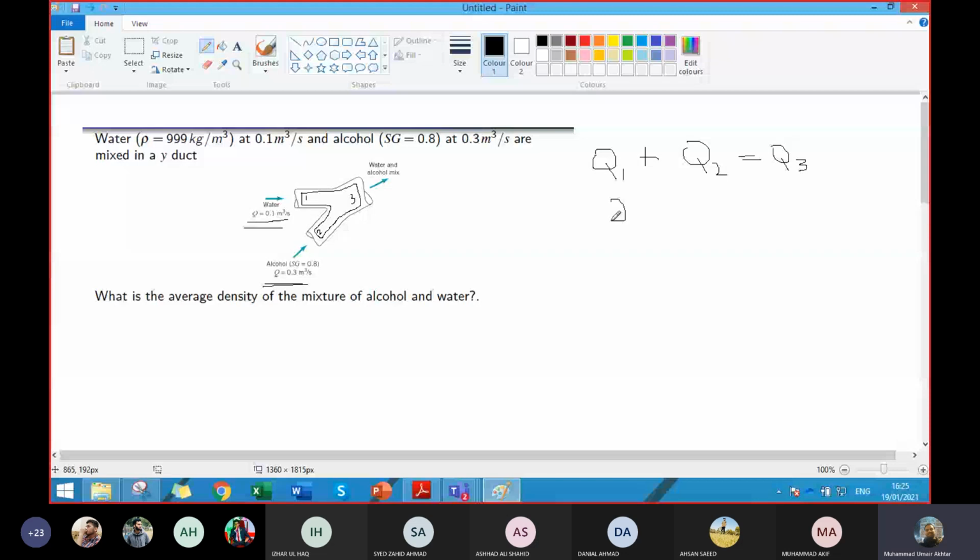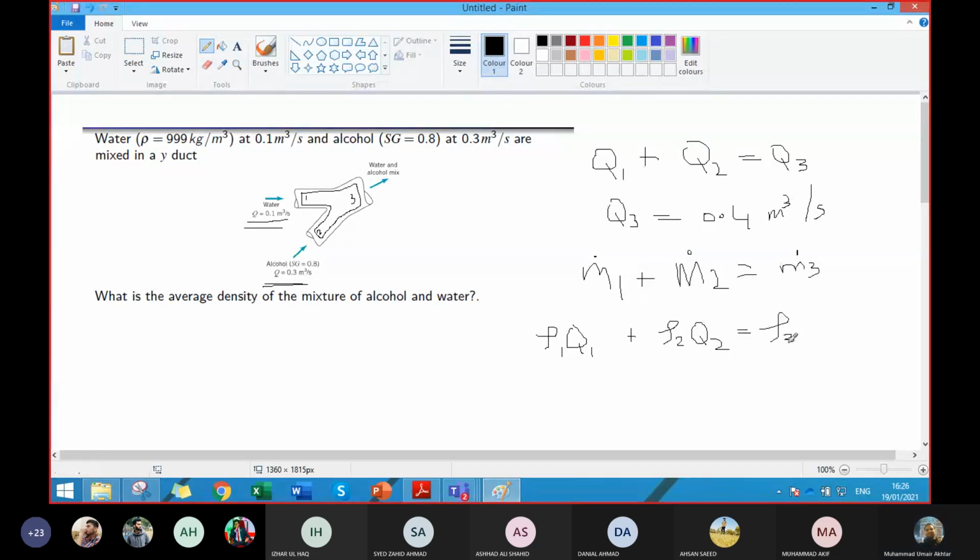And if this flow is incompressible, also the mass flow rate should be equal. So m dot 1 plus m dot 2 should be equal to m dot 3, right? Or rho 1 Q1 plus rho 2 Q2 should be equal to rho 3 Q3. Clear?